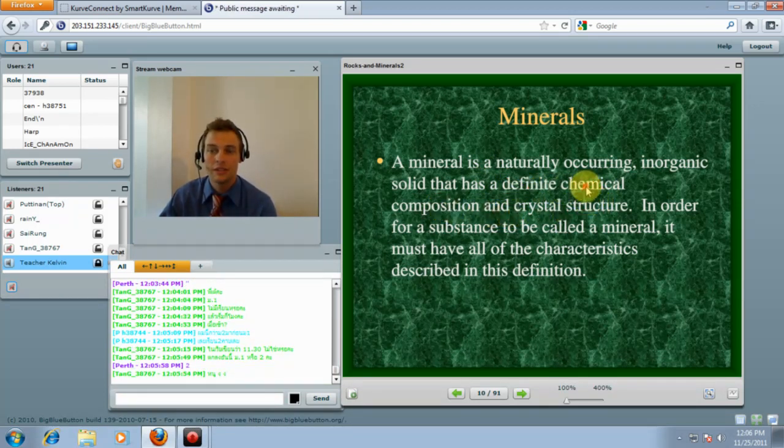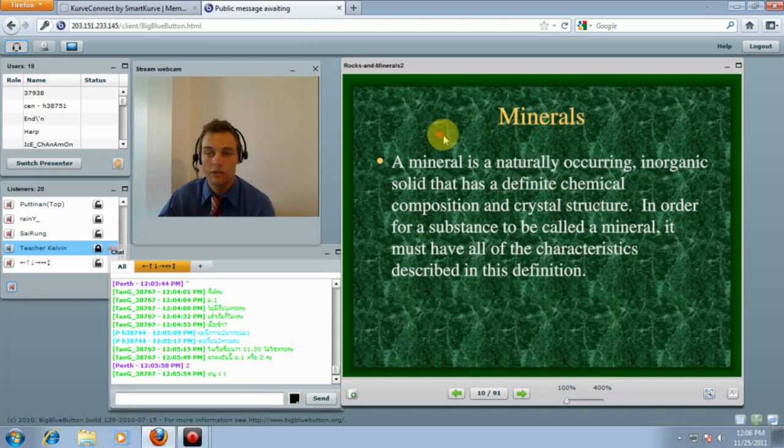So this doesn't mean that it's an element. It can be a compound, but its compound is definite. So it's not really changing. If it changes, then the mineral will change by name.